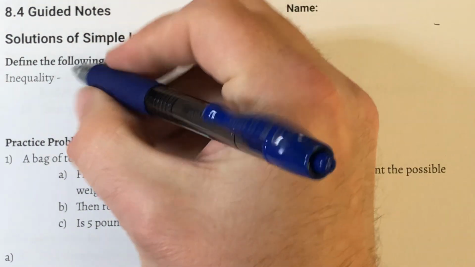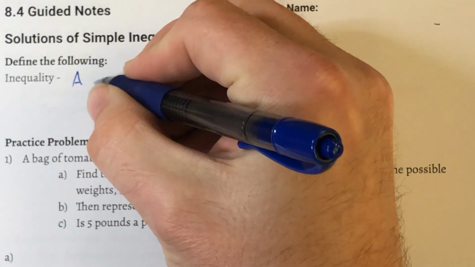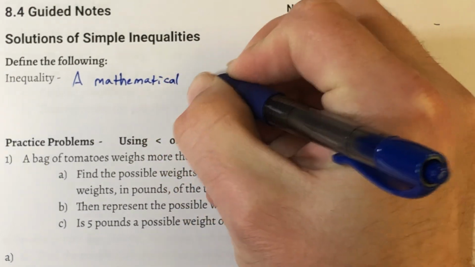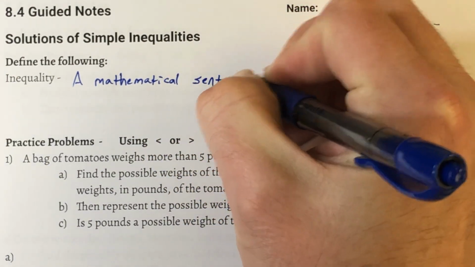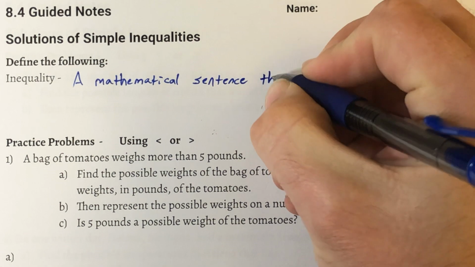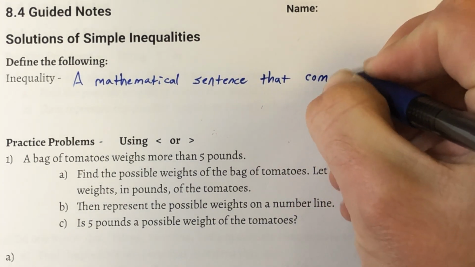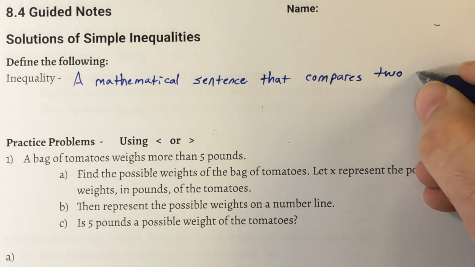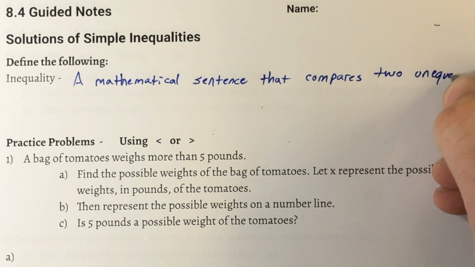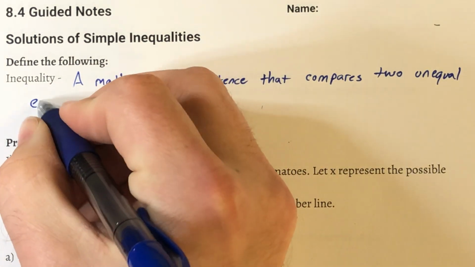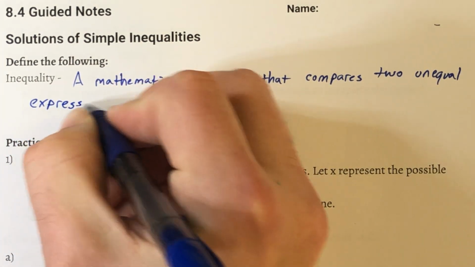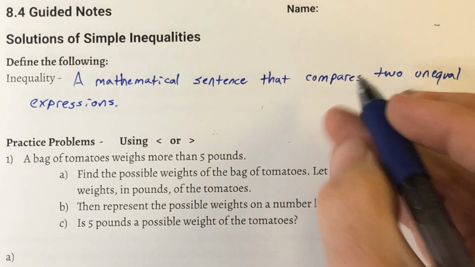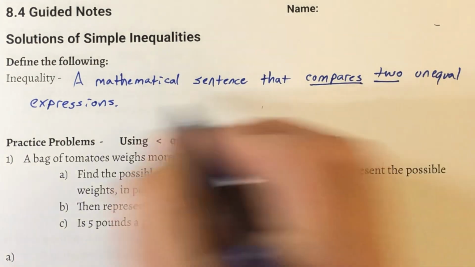An inequality is a mathematical sentence that compares two unequal expressions. So, in other words, it really comes down to comparing two expressions.